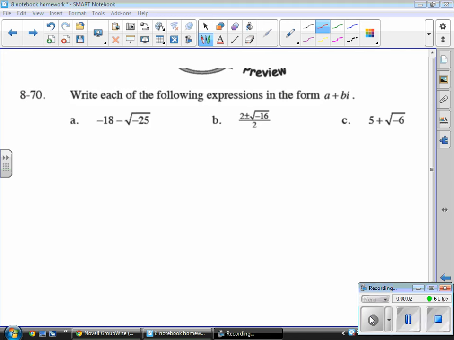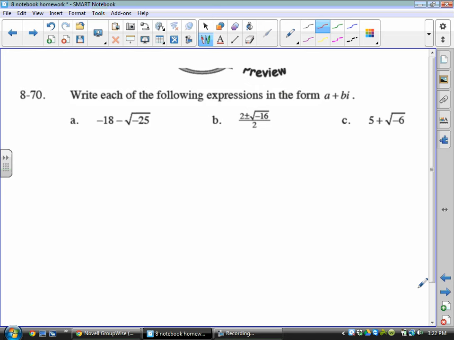This is problem 8-70 from section 8.2.1 homework. Write each of the following expressions in the form a plus bi. So that is including our imaginary numbers that we just learned about. So let's start with problem A.